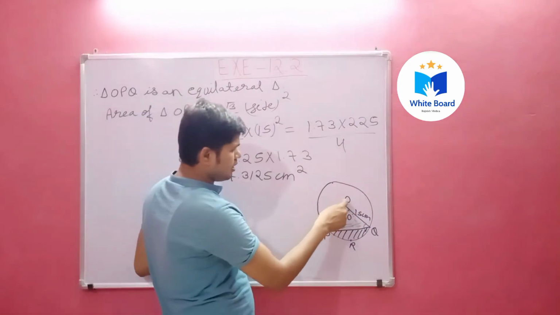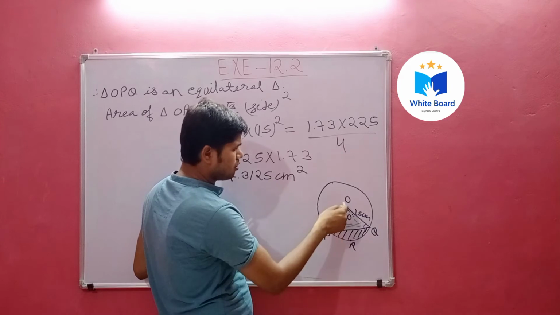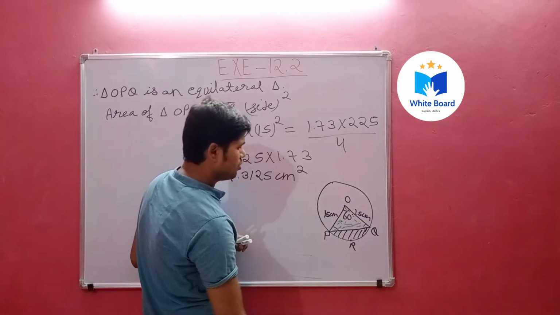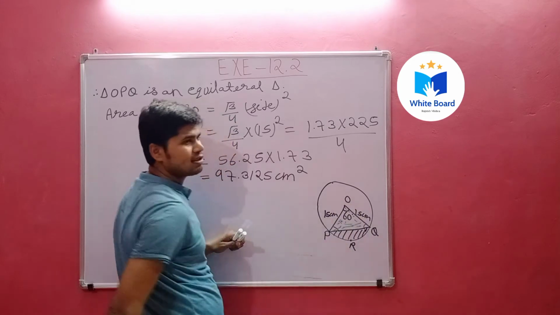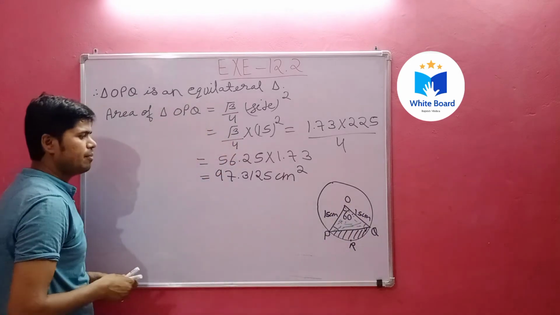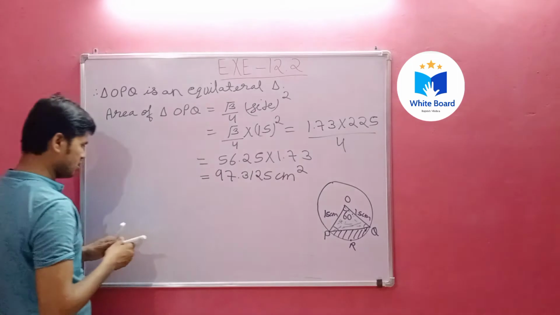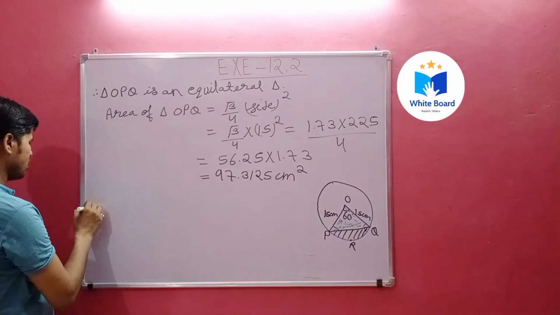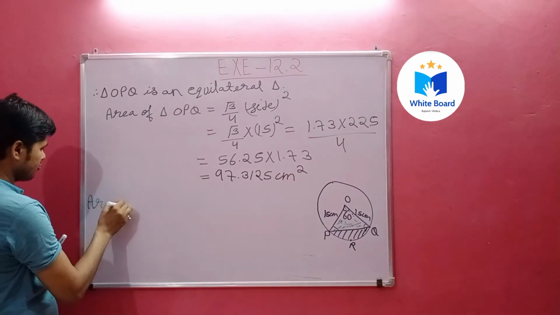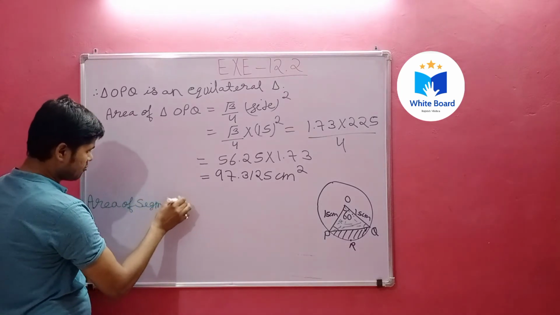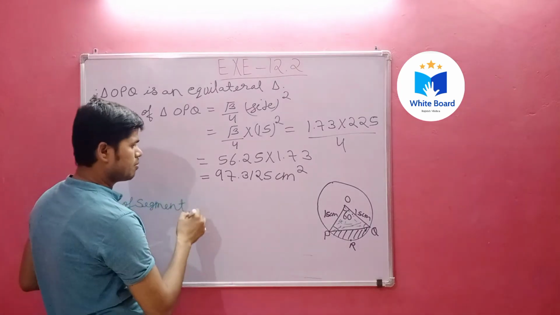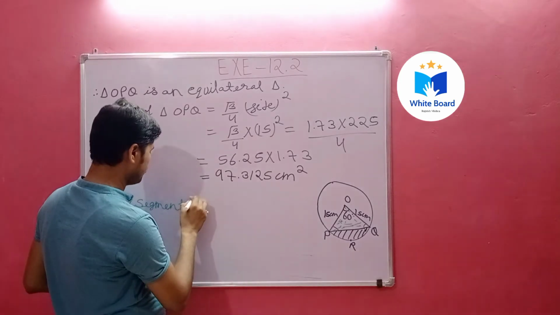Now we have the area of sector OPRQ and also the area of triangle OPQ. If we subtract the triangle's area from the sector, we will get the area of minor segment PQ. So now we find the area of segment PRQ.